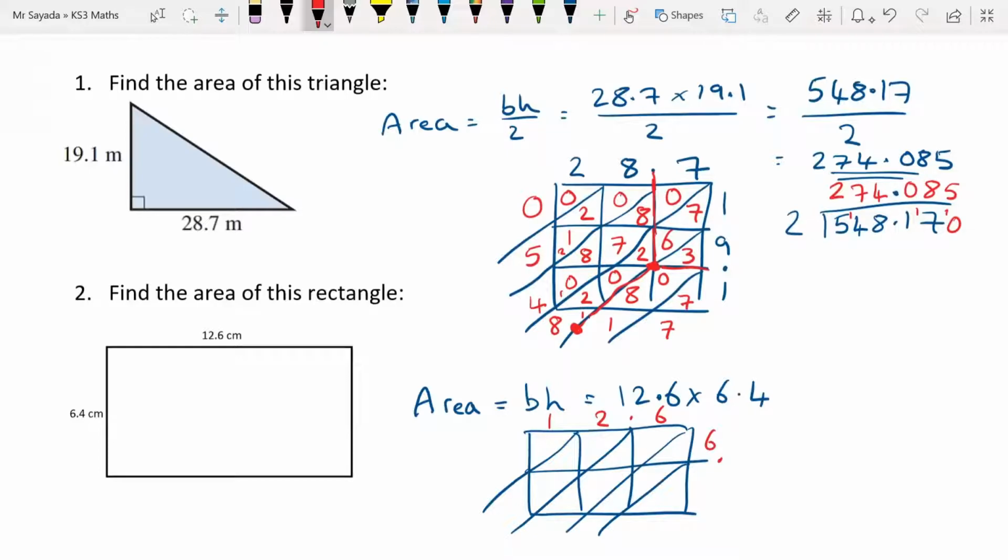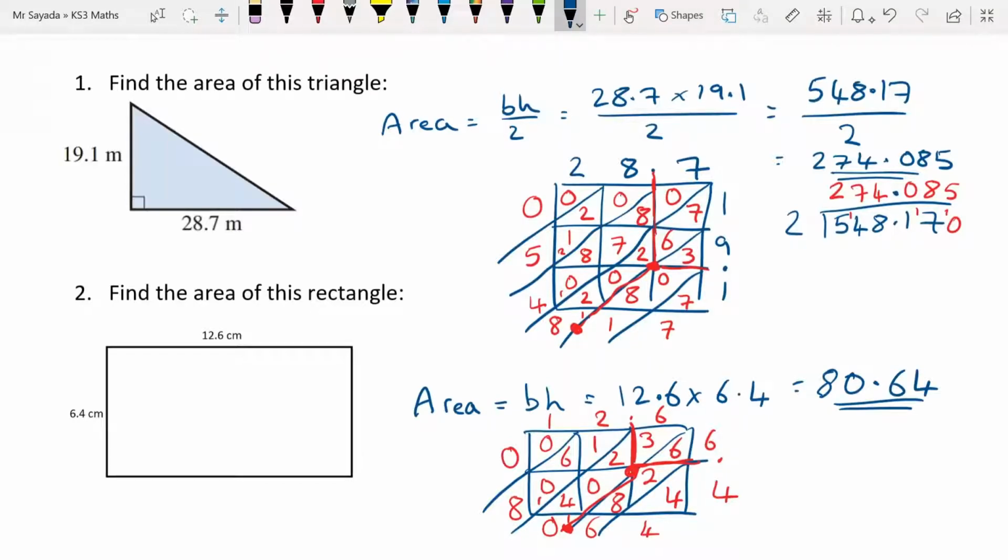Do the times tables with me. 6 times 6, 36. 6 times 4, 24. 2 times 6, 12. 2 times 4, 8. 1 times 6, 6. And 1 times 4, 4. Let's add the diagonals. 4, 16, 10, 8, 0. And then let's see where the decimal points meet. They meet here. So our final answer is 80.64. So that's how you find the area of rectangles and triangles.